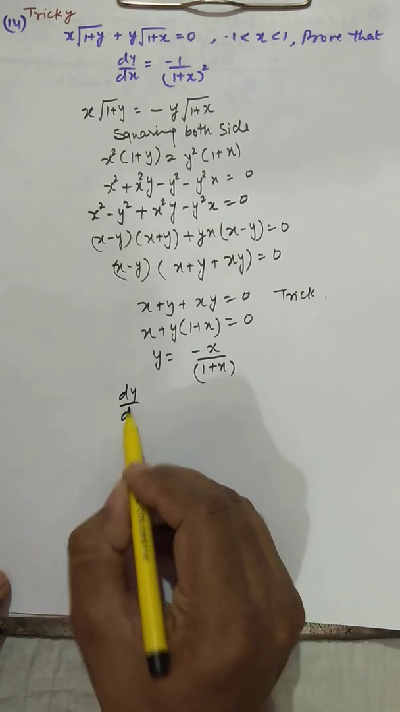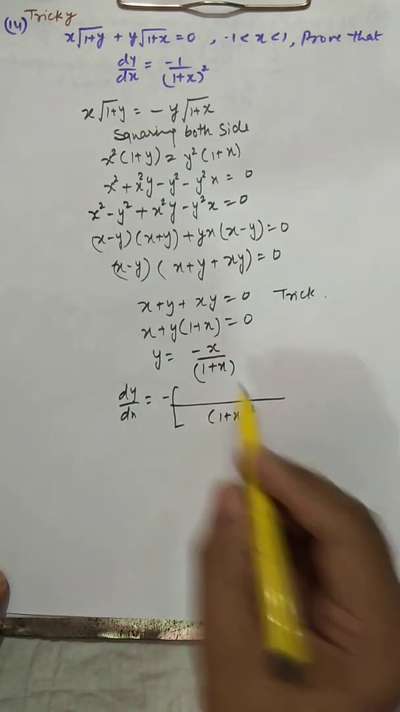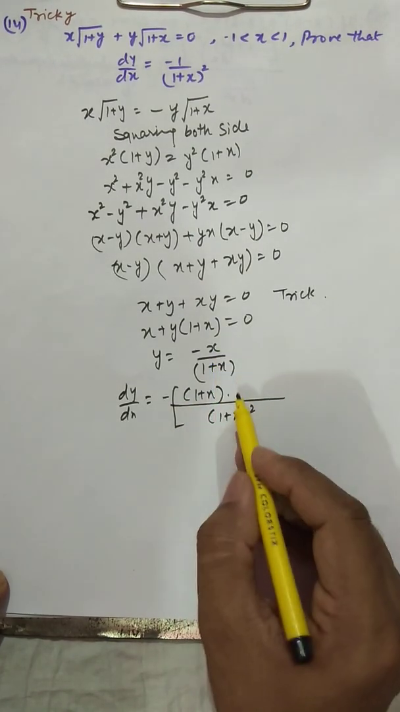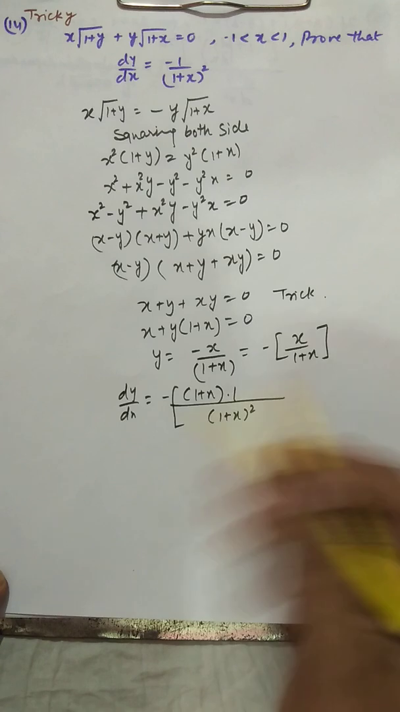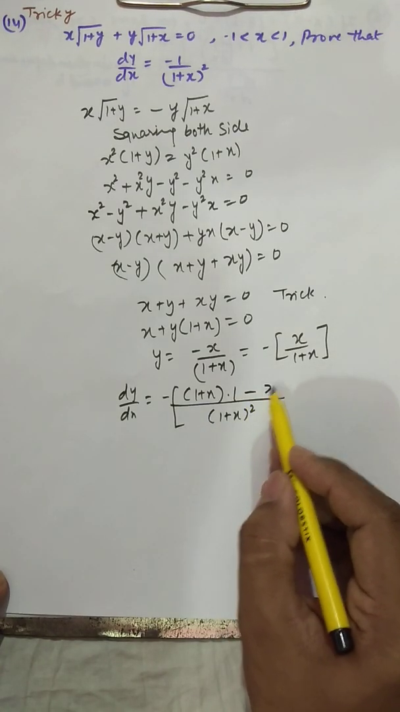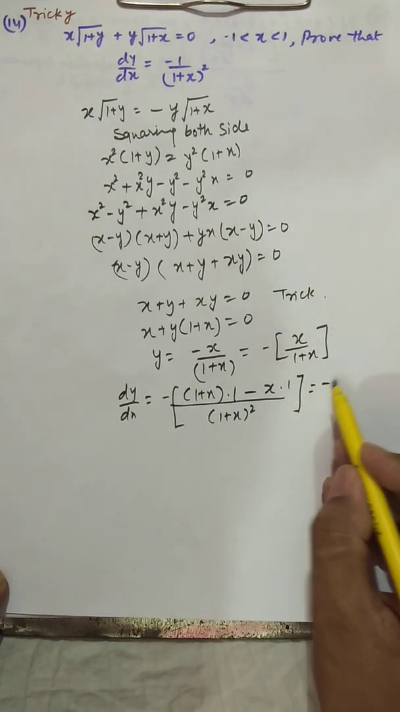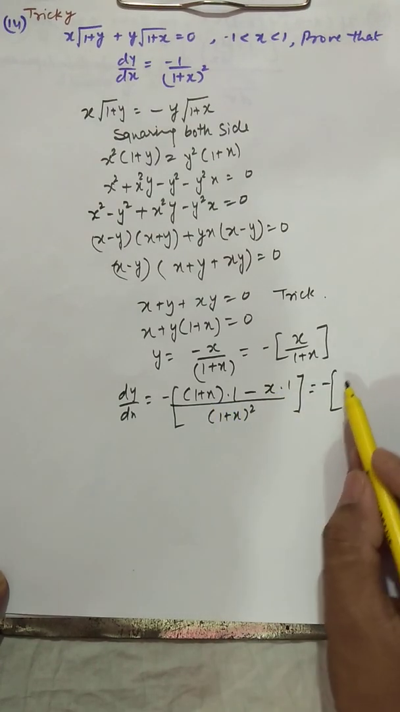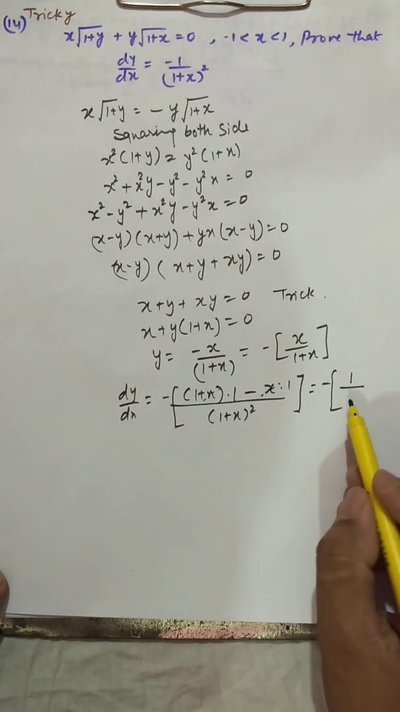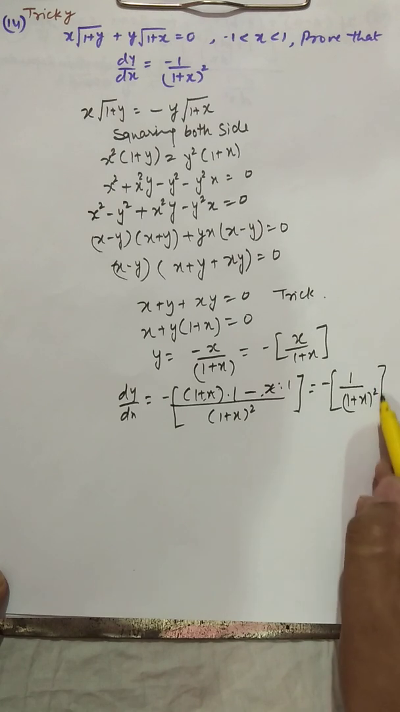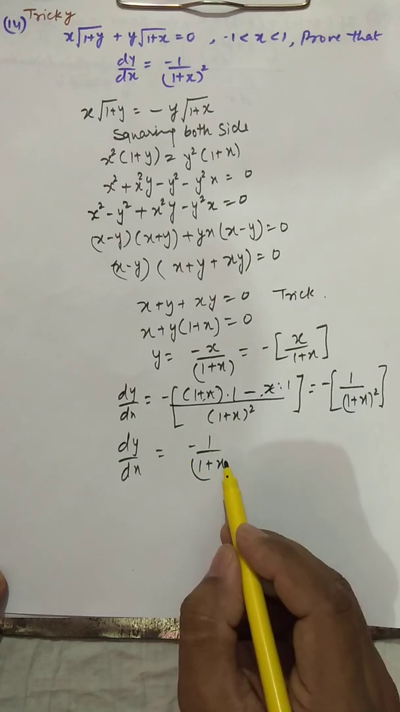So your dy by dx will be, you apply the quotient rule, this is x square minus, you take it out, so this is 1 plus x, and the derivative of x will be 1. I'm just doing it like this, this is x upon root 1 plus x. So now this minus this x will be as it is, and the derivative of 1 plus x will be 1. If you simplify, this x gets cancelled, and you get 1 upon 1 plus x whole square. So dy by dx is equal to minus 1 upon 1 plus x whole square.